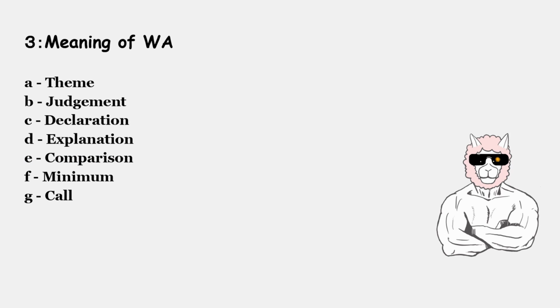Oh my Buddha and 神様. There are so many. No, there are only 7. Lucky 7. So there are theme, judgment, declaration, explanation, comparison, minimum, call. Don't worry, we will see them one by one.